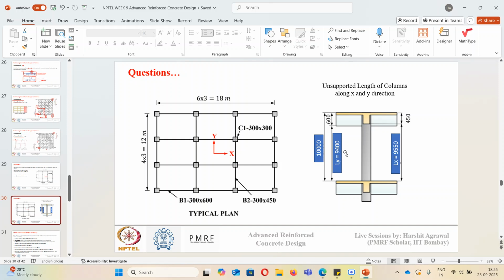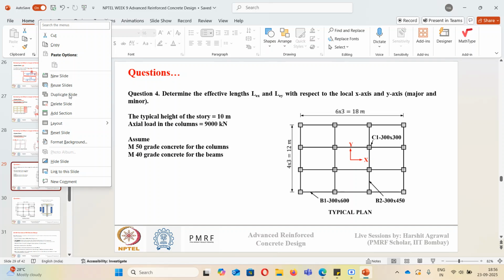For y direction, my beams will be those running along the x axis, and for x direction, my beams will be those running along the y axis. That's why in y direction we have subtracted 600, and in x direction we have subtracted 450. So this is my unsupported length in y direction, and this is my unsupported length in x direction. Now the next step will be calculation of stability index.